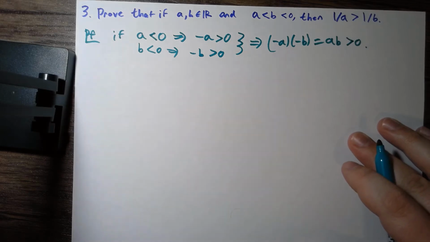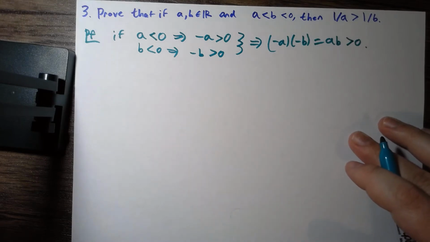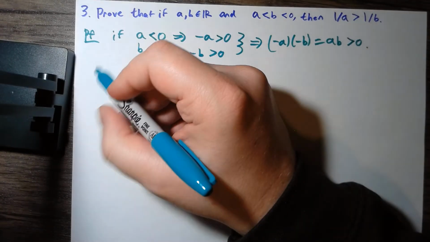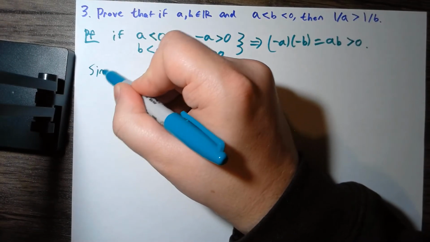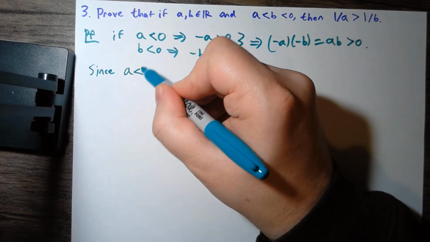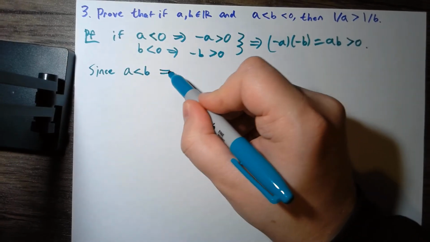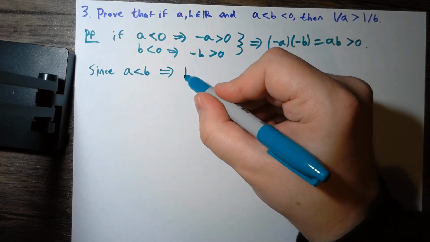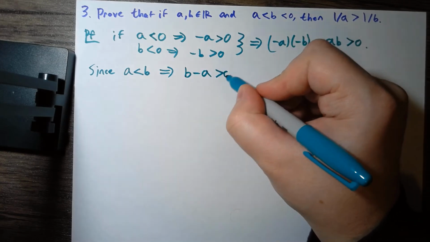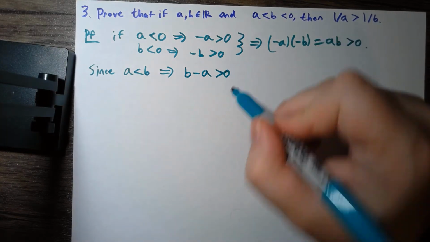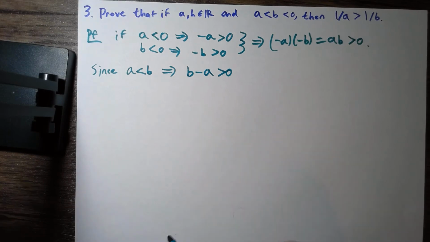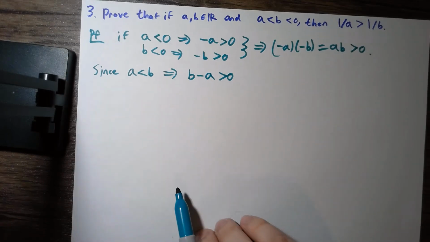Now, what does it mean for a to be less than b? What it means for a to be less than b is that b minus a is going to be positive, okay? And so this is something else, and we're almost done.